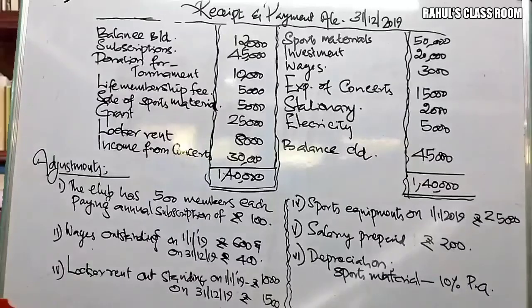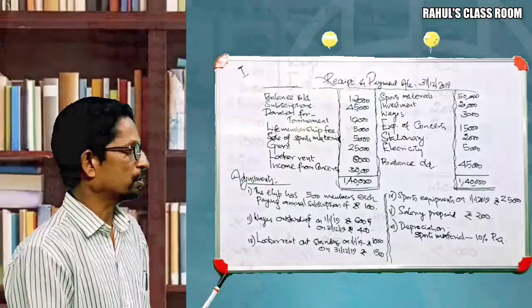On the receipt side, we can see balance brought down 12,000, subscriptions rupees 45,000, donation for tournament rupees 10,000, life membership fee 5,000, sale of old and new sports materials 5,000, grants 25,000, locker rent 8,000, income from concerts 30,000. Again on the payment side, we can see sports materials 50,000, investments rupees 20,000, wages rupees 3,000, expense of concerts 15,000, stationery 2,000, electricity 5,000, and balance carry down, that means closing balance of cash rupees 45,000, both side total 1,40,000.